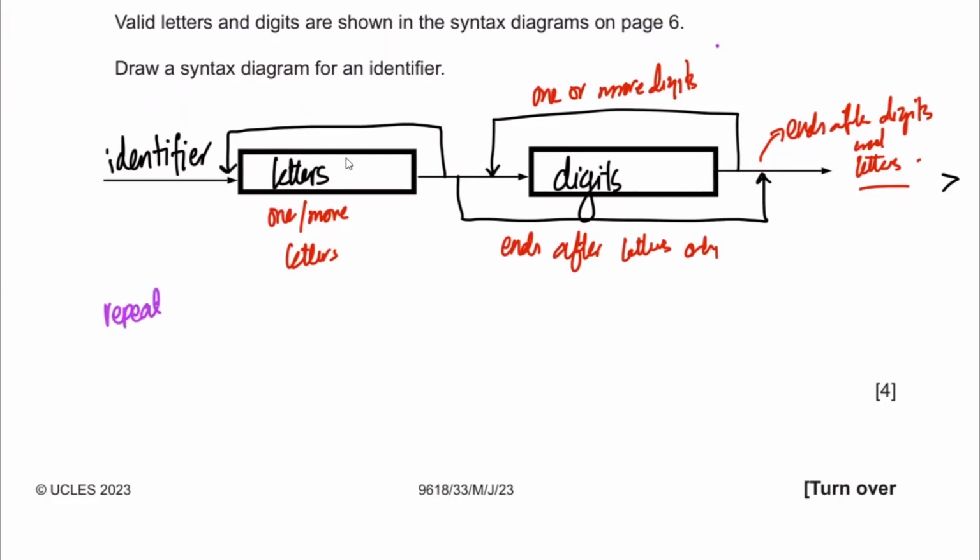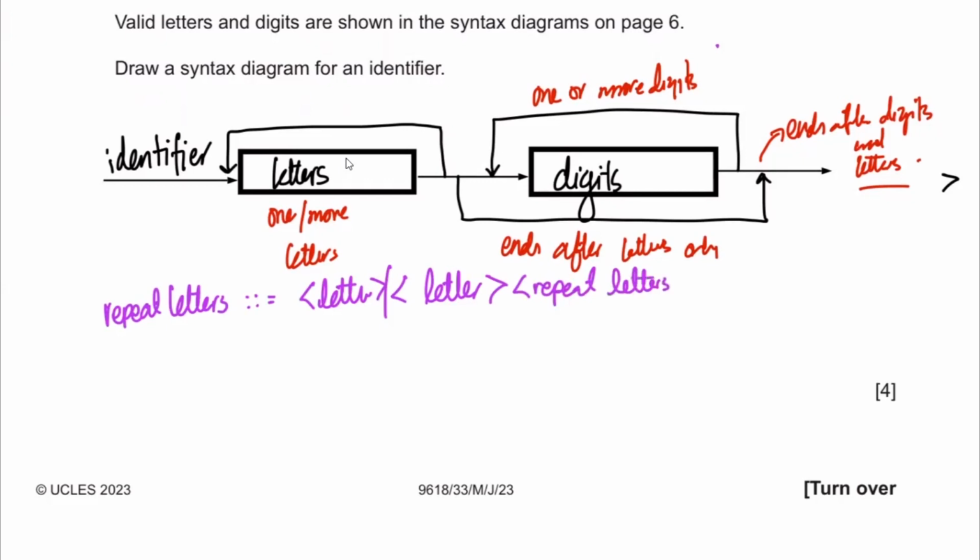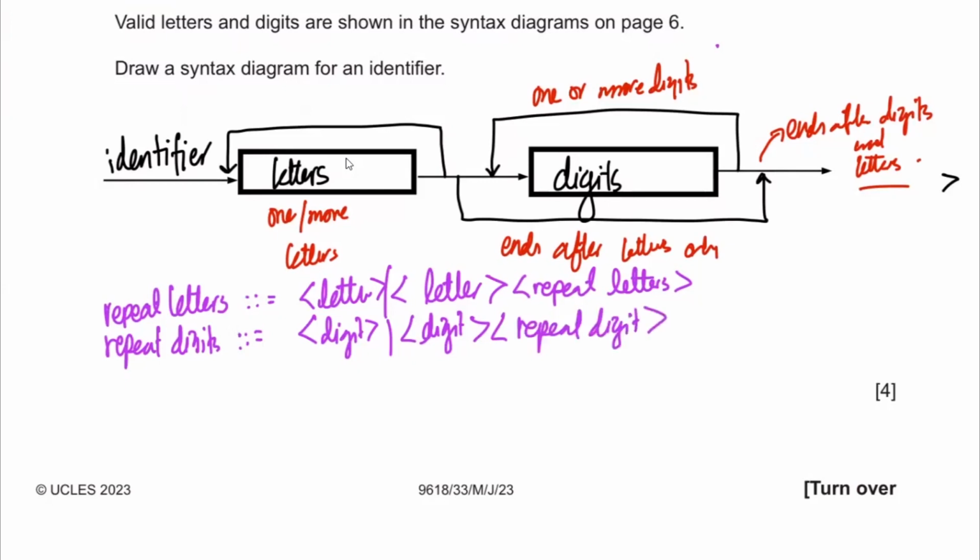So repeat letters can be a single letter or letter repeat letters. Repeat digits can be just a single digit or repeated number of digits. So digit, repeat digit. Then I would write identifier.